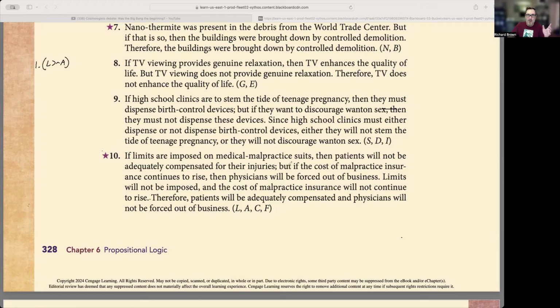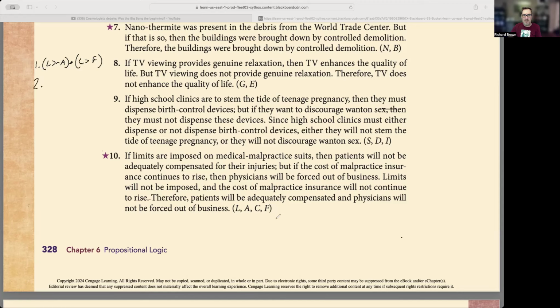And the semicolon "but" is treated as introducing an "and." So we would treat that as a dot. And so on the other side of it is this other conditional statement. If the cost of malpractice insurance continues to rise, then physicians will be forced out of practice. So that's C horseshoe F. Okay, so it looks like they're trying to do a constructive dilemma.